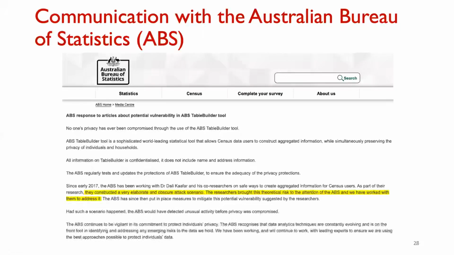The ABS also has a public response to our attack. An interesting thing here is they mention that our attack is elaborate and obscure, which we disagree with, as I've shown in this presentation, that the two attacks are pretty simple. They also say that our attack is a theoretical risk, but nevertheless, they are working with us to address it.